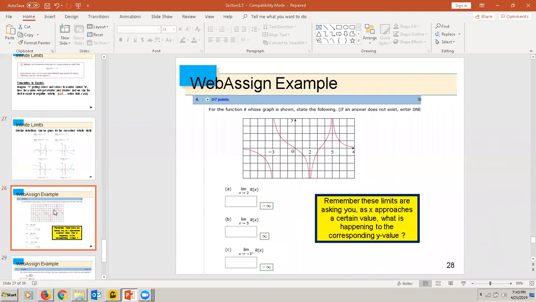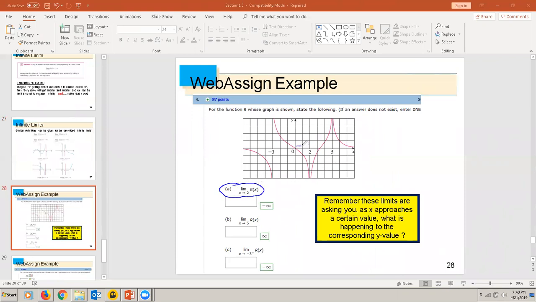All right, let's go to WebAssign. We'll do an example here from WebAssign. This is a homework problem. All right, let's go to part A here. Part A says, what's the limit as x approaches 2 for this function?